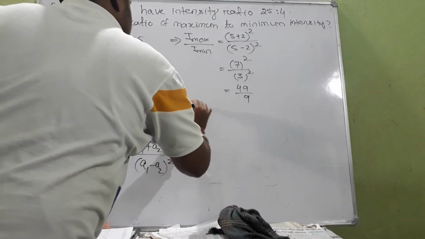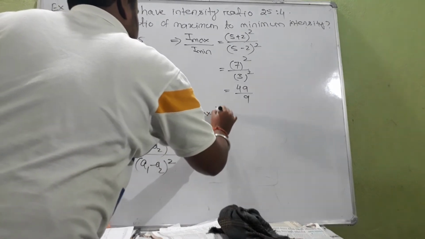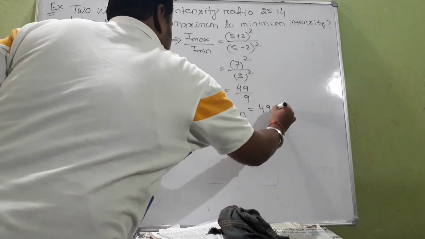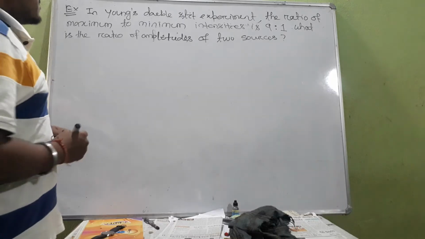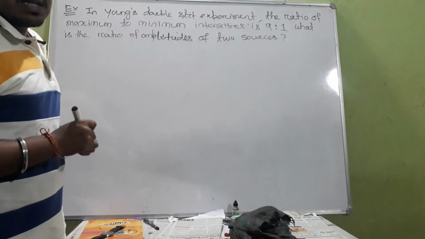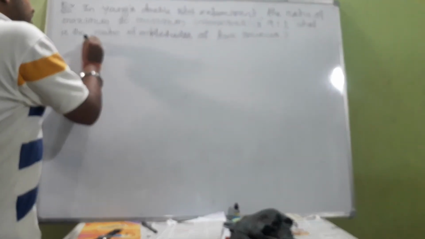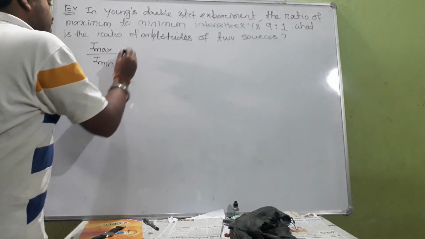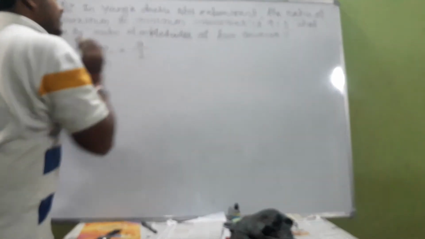So the answer is, the maximum to minimum intensity ratio will be 49:9. Next, in another question, the maximum to minimum intensity ratio is given. So you will write I max by I min is equal to 9 by 1.